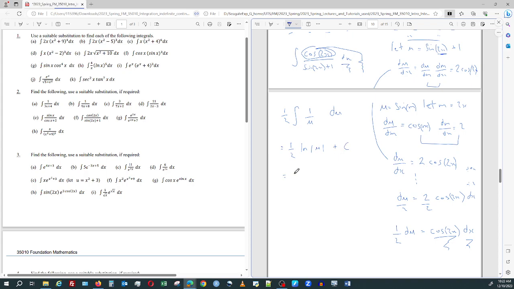And of course, the last thing we want to do is put back into the u, inside there. So u itself was sine 2x plus 1, and that's the final result. ln of sine 2x plus 1, don't forget your capital C. So that's your result. Now look, they're the same.